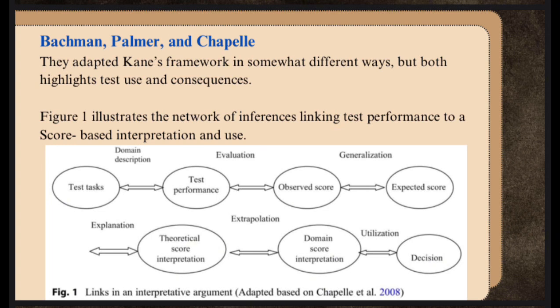Bachman, Palmer, and Chapelle adopted Kane's framework with a focus on task use and consequences. They emphasized the network of inferences connecting task performances to score interpretation and application.